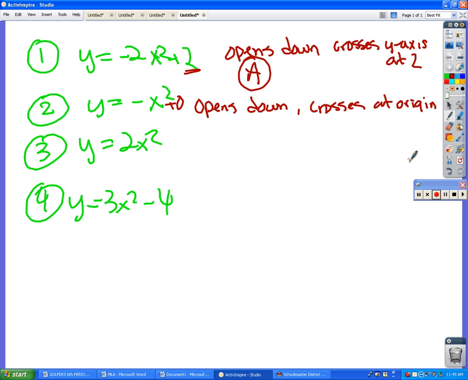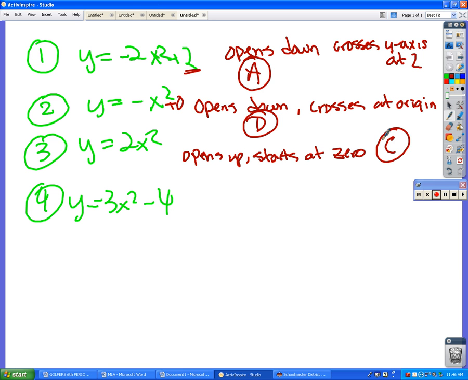Okay? And so that is which one? D. Okay? Then how about number 3? What are the two things we know about that? It's C and it opens up and it starts at 0. Opens up and starts at 0. Hold on, what? We good? Yeah. Okay, and so which one opens up and starts at 0? C. Okay, Brianna?